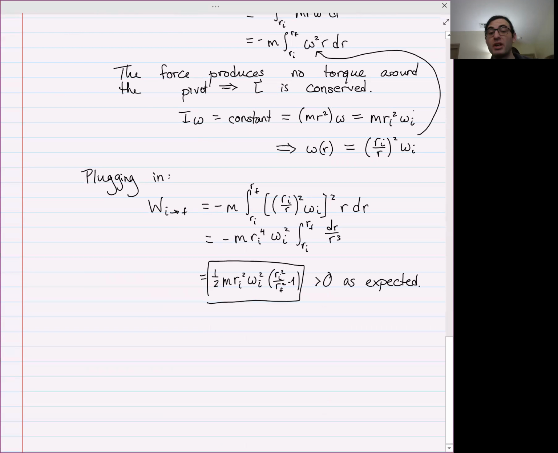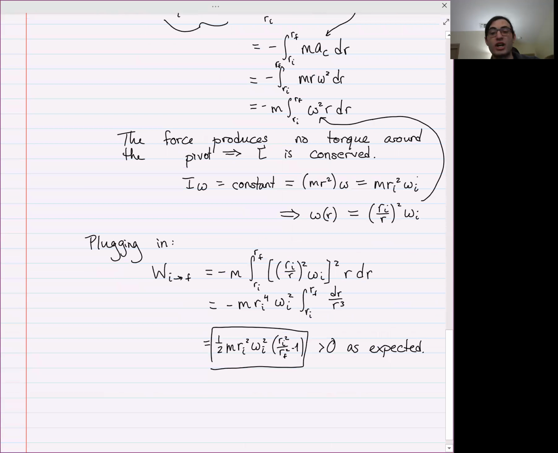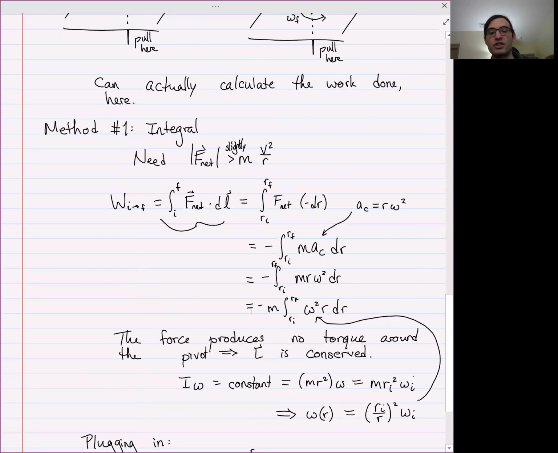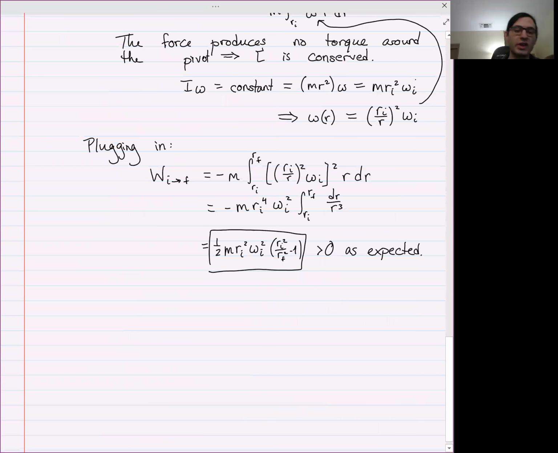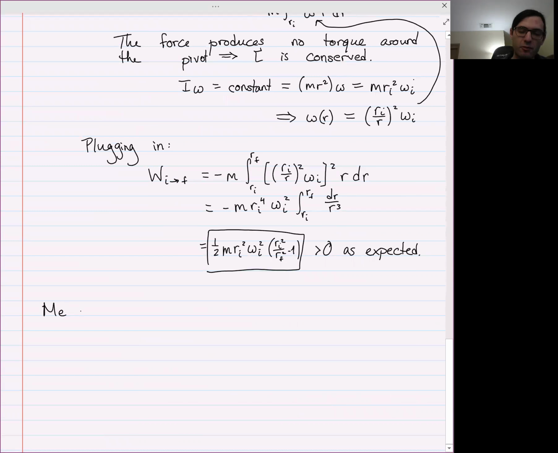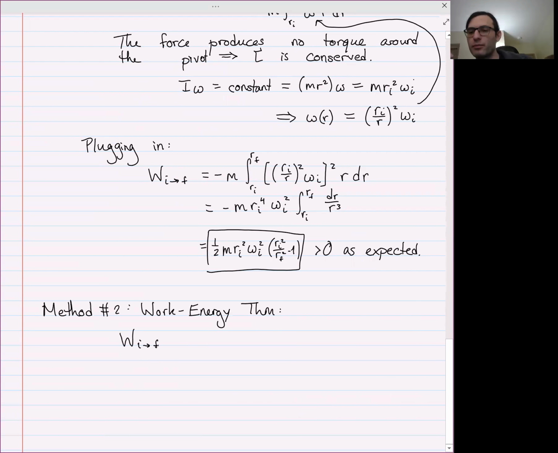Okay, so that's how we could do that. We could find the change in kinetic energy this way. But there's another way, slightly easier, which just uses the work energy theorem. The work energy theorem tells us that the external work done should be equal to the change in kinetic energy.